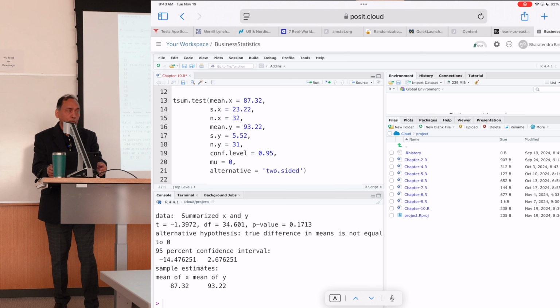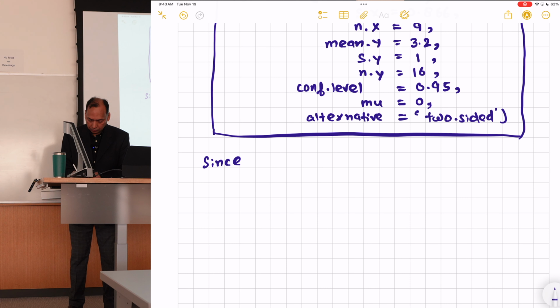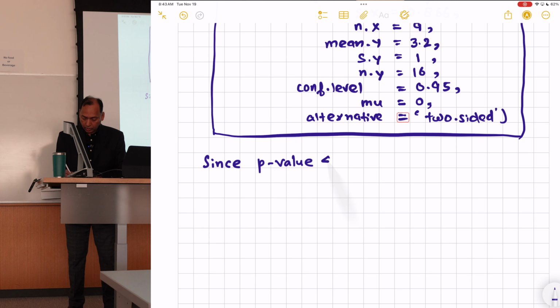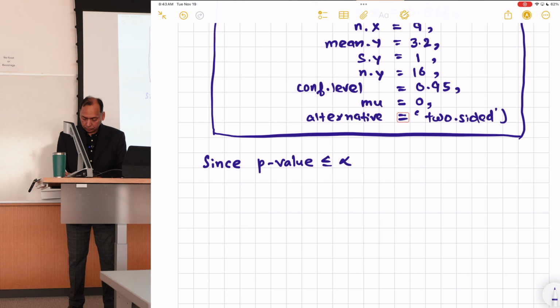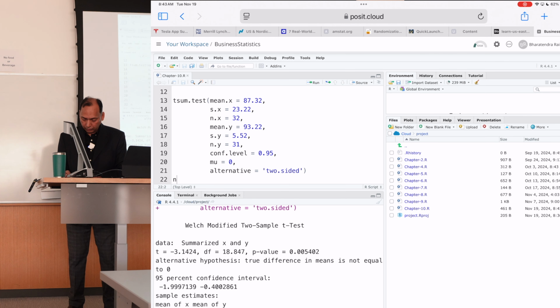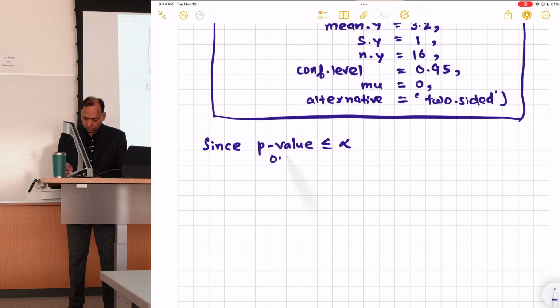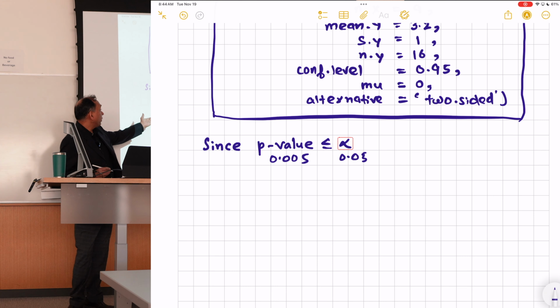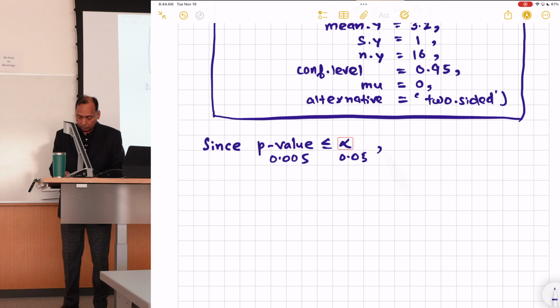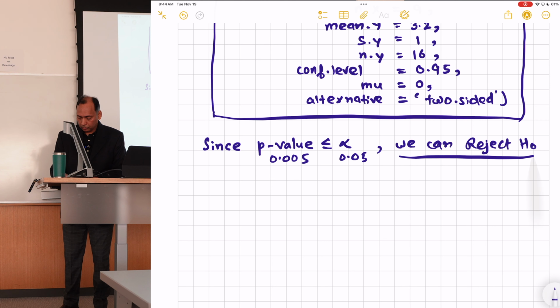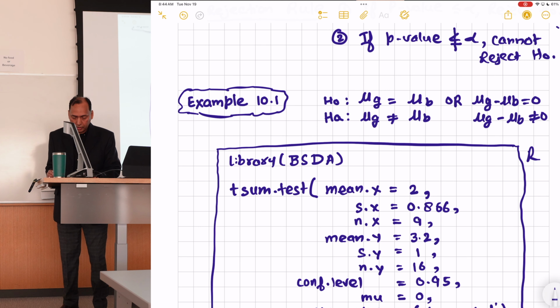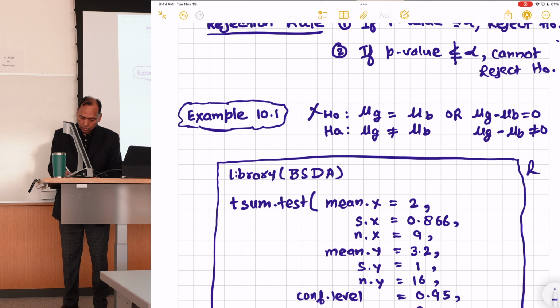So I will write that down. Since p-value is less than or equal to alpha, p-value is 0.005 and alpha is 0.05. So since 0.005 is less than alpha, we can reject H0. We can reject H0 means this is not true.